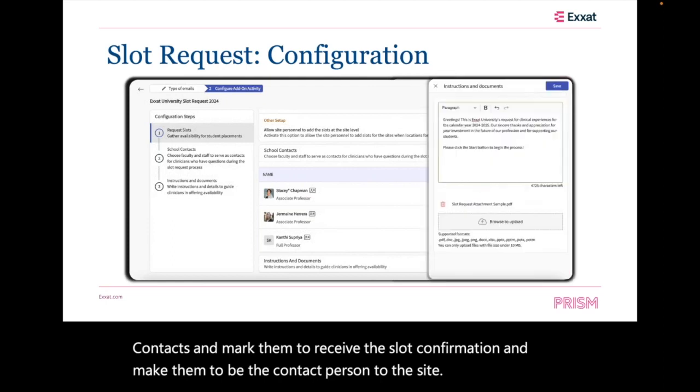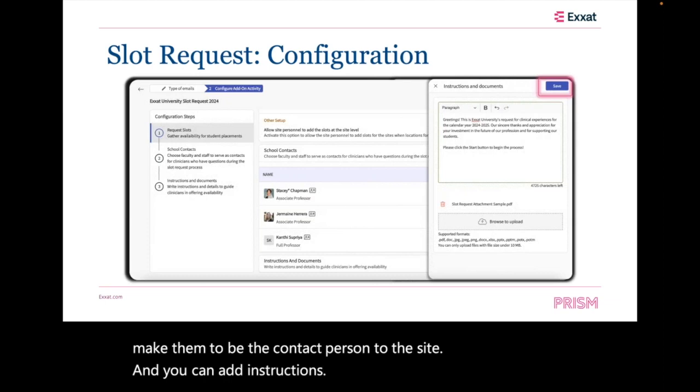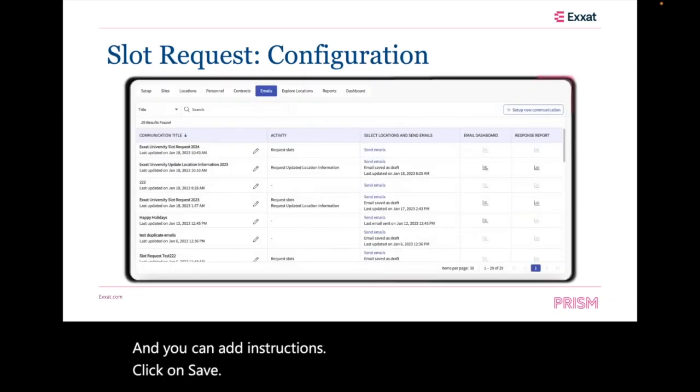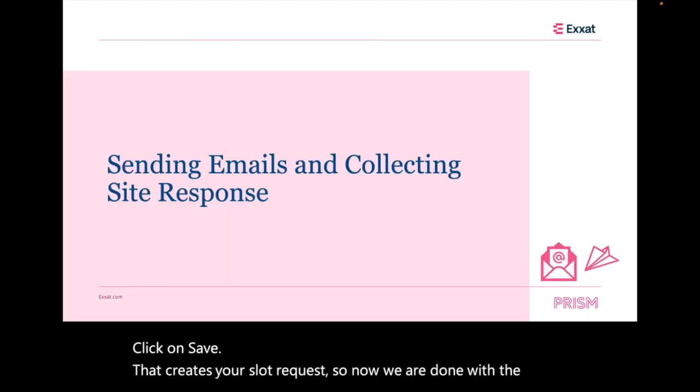And you can add instructions. Click on save. That creates your slot request. So now we are done with the configuration. Now we are going to see how we can send out those emails.